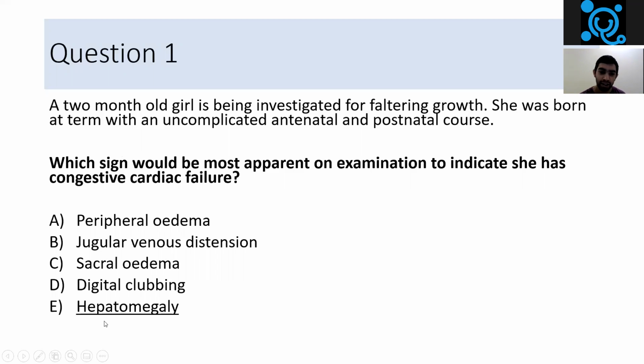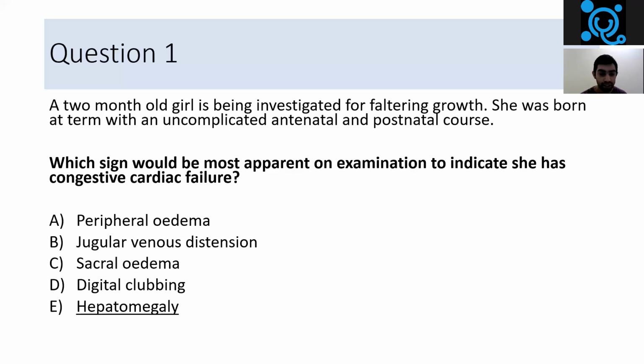So hepatomegaly is the correct answer here. It is actually palpating for the liver. It falls part of the pediatric cardiovascular examination. And it is really important that if you are examining that system, or you are concerned that somebody is in heart failure, that you do palpate the abdomen as part of your routine examination.